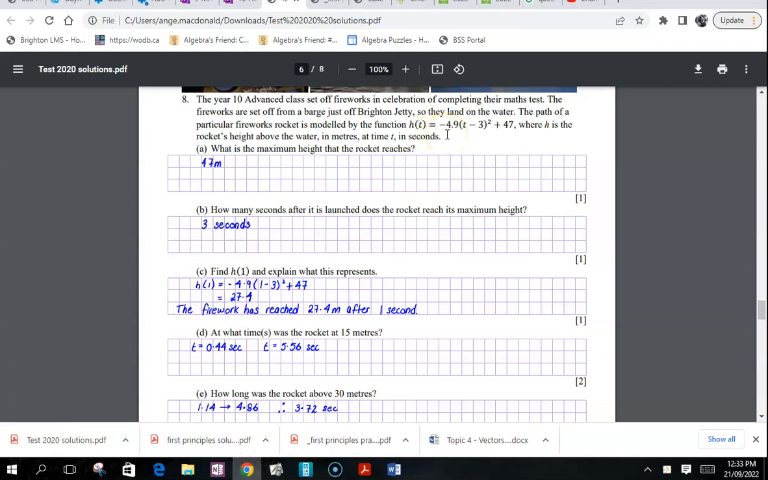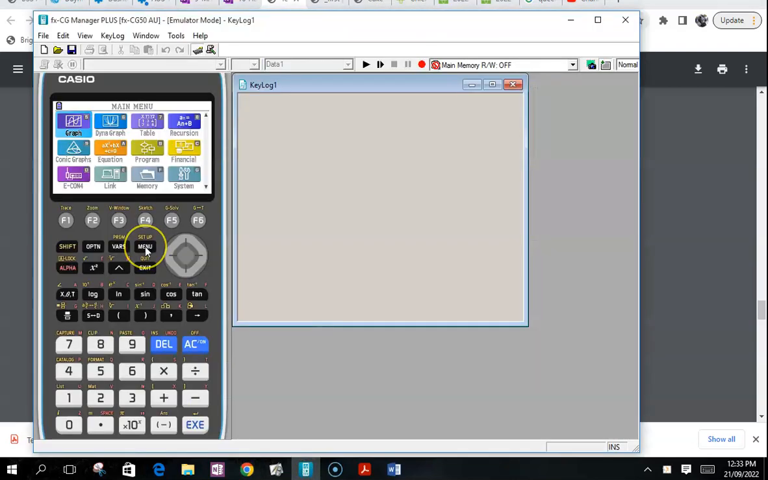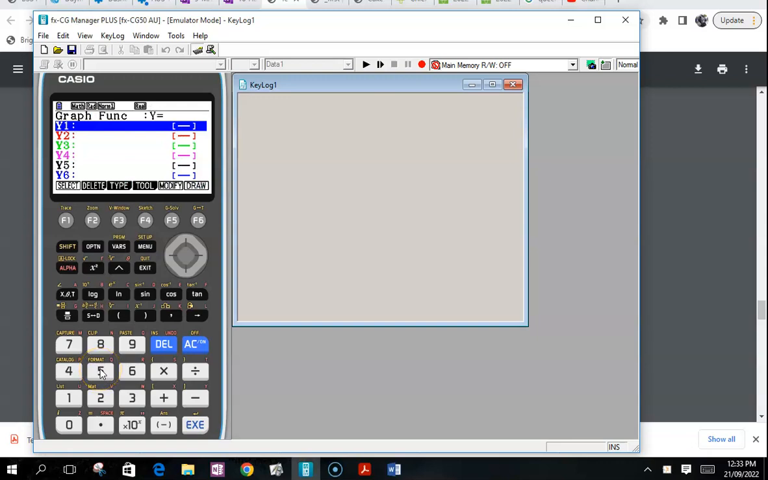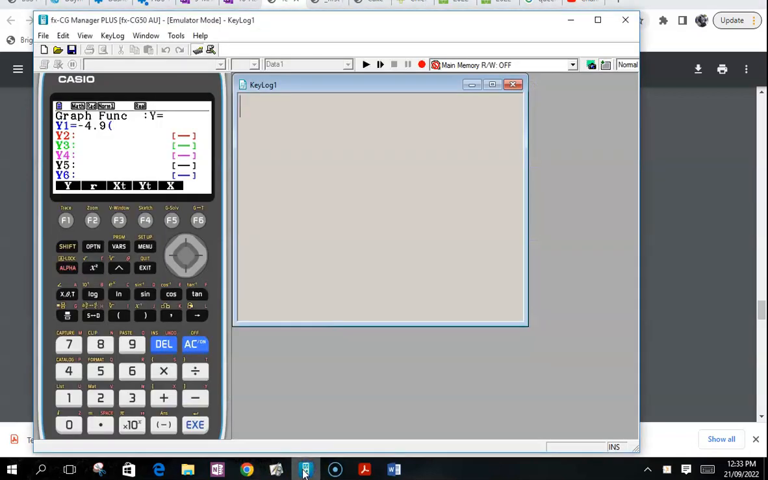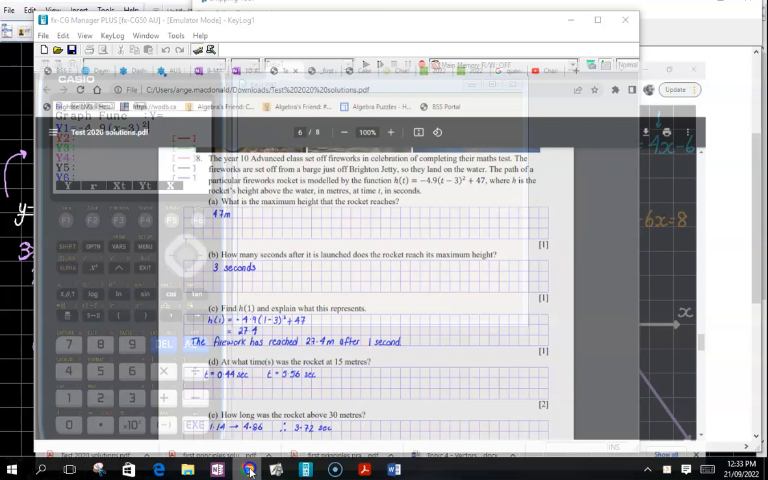Okay, so minus 4.9. Menu, right, go into number 5, go to your graph. So minus 4.9, bracket, t, x take 3 squared, right, so I go, yeah, t, x take 3 squared, and then we have to add on 47.